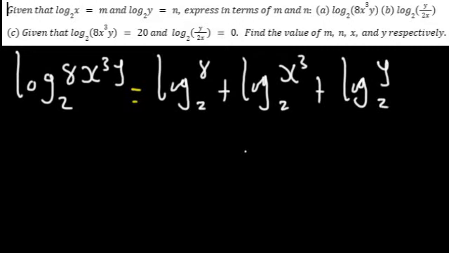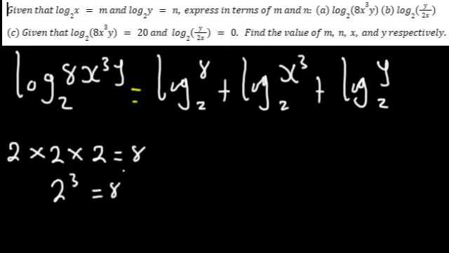Now at this point, we can focus on the log of 8 to a base of 2, since 8 is a multiple of 2. In how many different ways can we multiply 2 with itself that will result in 8? It turns out that 2 multiplied by 2 is equal to 4. However, 4 multiplied by 2 will result in 8. So in index form, 2 to the power of 3 will be equal to 8.